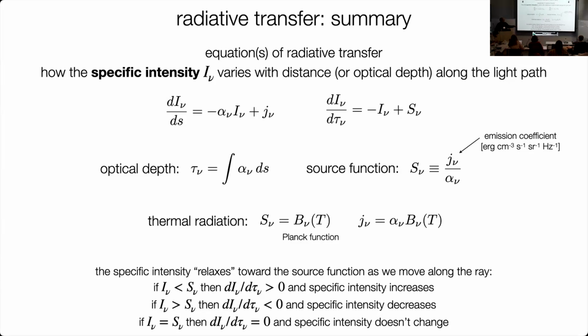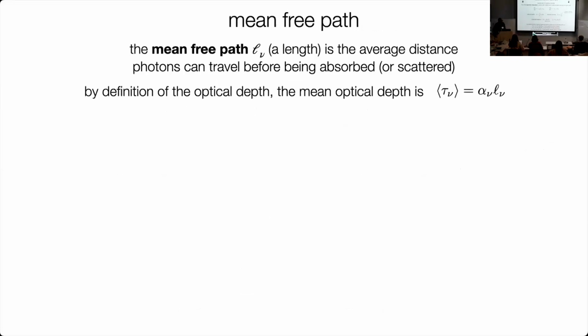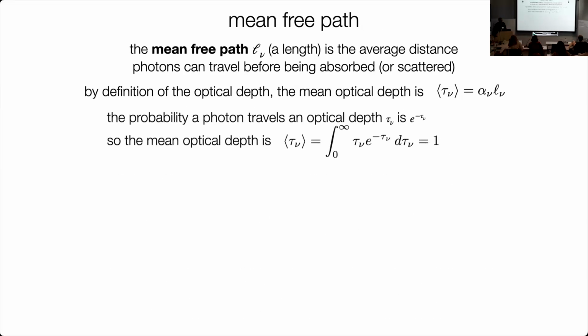So for example, in particular, if you have thermal radiation and it is optically thick, so tau is large, then the emergent radiation will just be the Planck function. Okay. So that's a nice property.